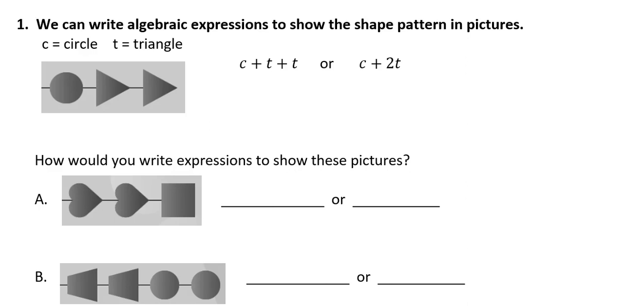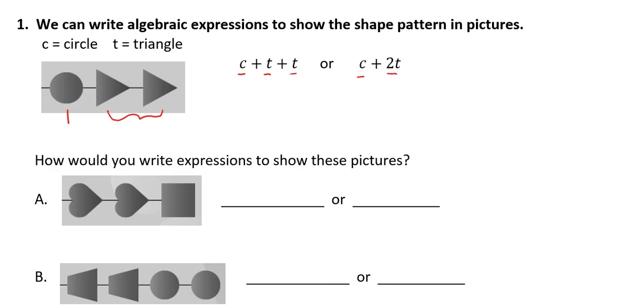We have an example here of one circle and two triangles. I can write an algebraic expression representing that picture. I can say I have a circle plus one triangle and another triangle. I could also show this as I have a circle plus two groups of triangles. So these expressions mean the same thing. Now let's write some of our own here.